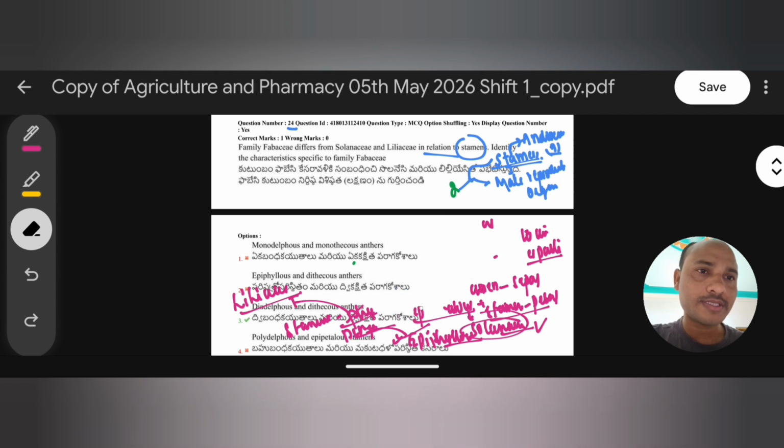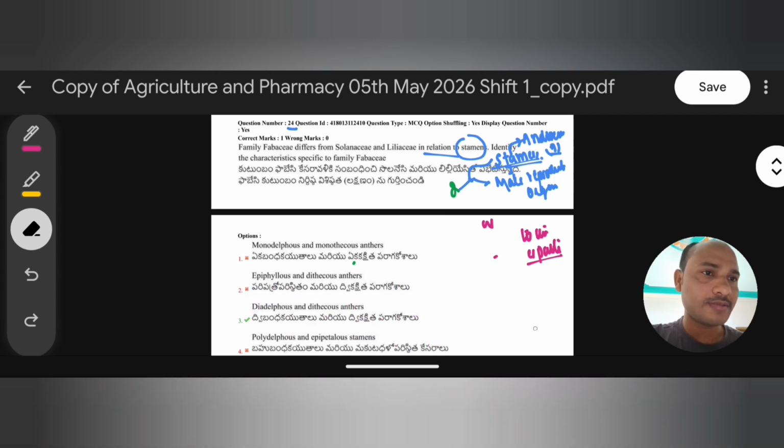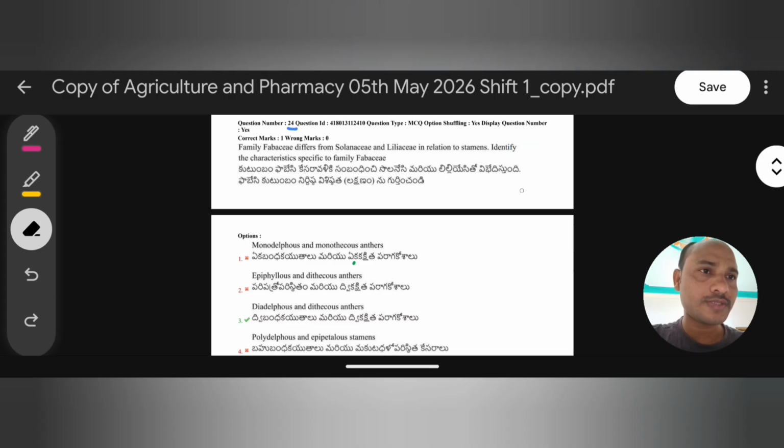So by this analysis, we can conclude in Fabaceae, which differs from Solanaceae and Liliaceae. So here, how they differ with respect to their stamen. And remember one more important point. Generally, Fabaceae has 10 stamens.